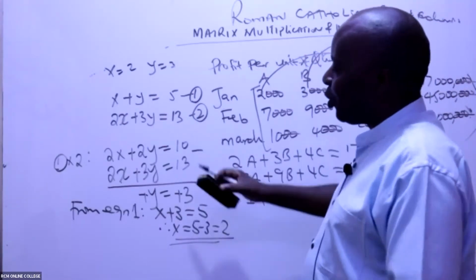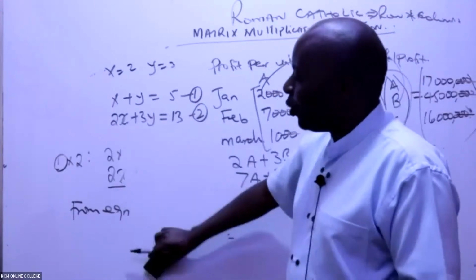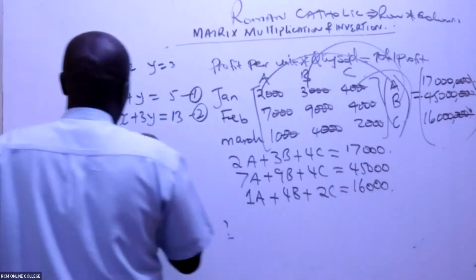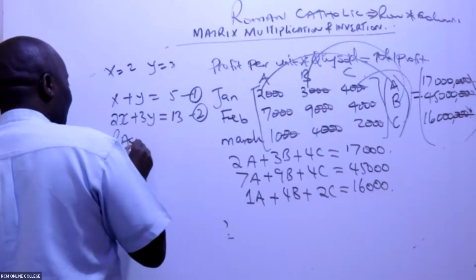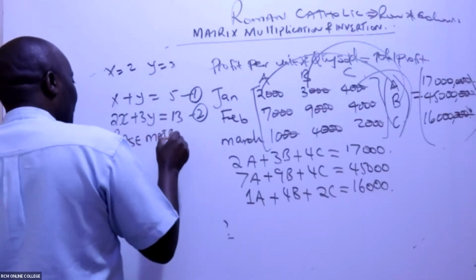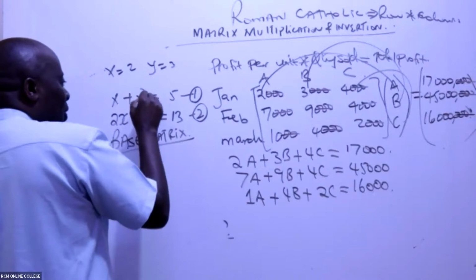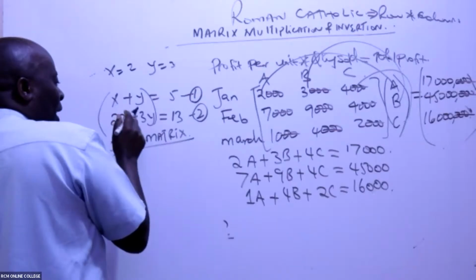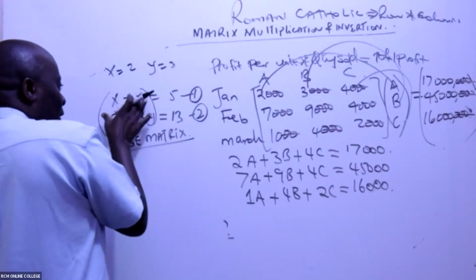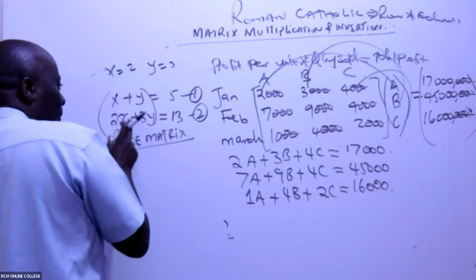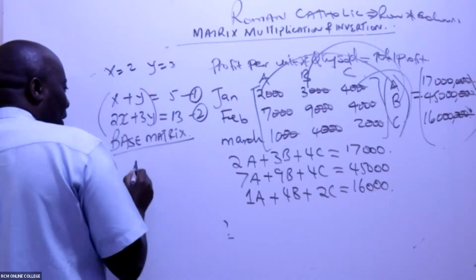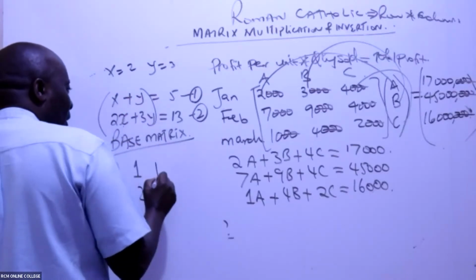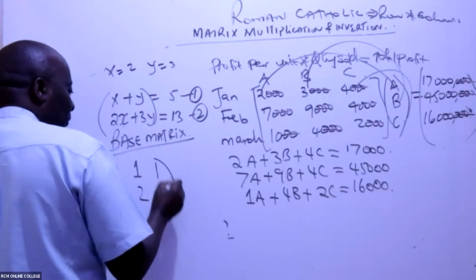Under Cramer's rule, what you're supposed to do is to identify what we call the base matrix. Please listen. That is the first thing, the base matrix. This base matrix is the matrix of these coefficients, those numbers that come before x and y. If I extract it from this, before x we have a 1, here we have a 2, here there is a hidden 1, here there is a 3, like that.